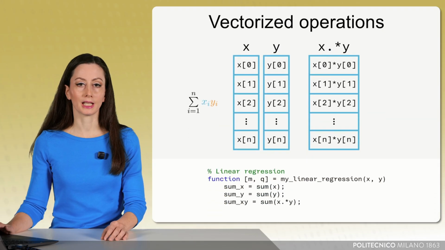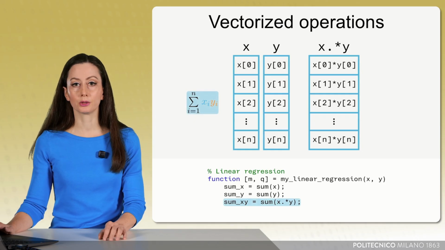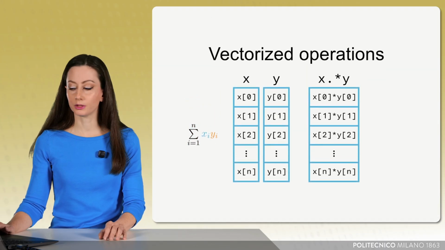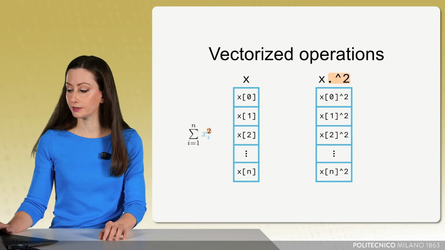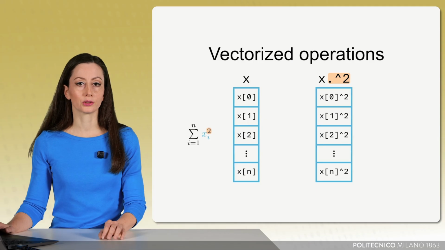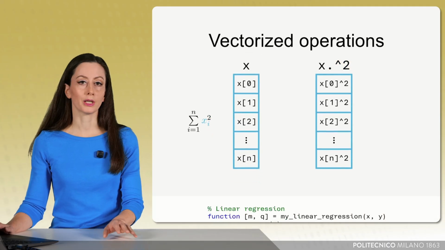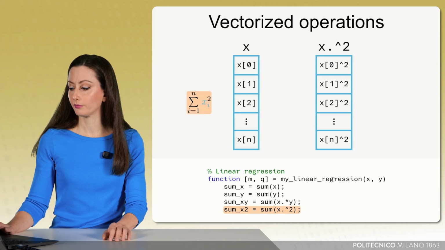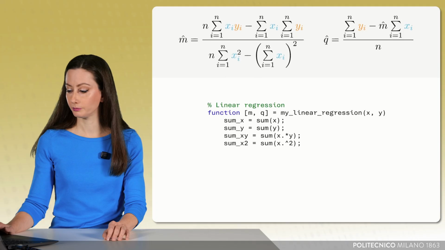As a consequence, with sum of x dot star y, we compute the sum of all the products, and we call this term sum xy. Similarly, the element-wise power operation x dot power 2 is also vectorized, meaning that it applies the power operation to each element of the array individually. So combining this operation with sum gives us the last term we need. Very good. Now the hardest part is behind us. We just need to combine all these quantities to finalize the computation.